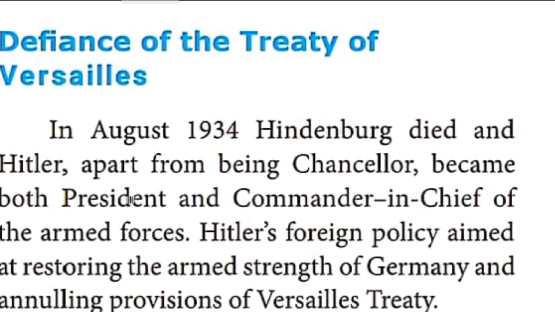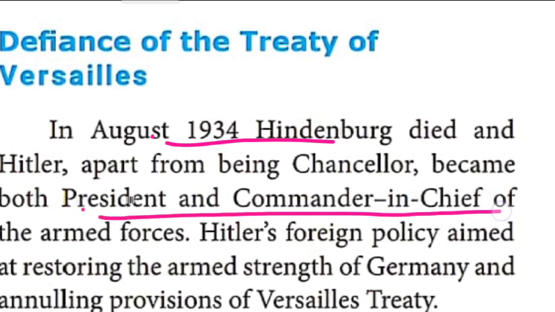So in the year 1933, these people came into power. Hitler came into power as the chancellor of Germany. Next year, unfortunately, in 1934, von Hindenburg died. At that time itself, Hitler declared himself as the president and commander-in-chief of the armed forces.